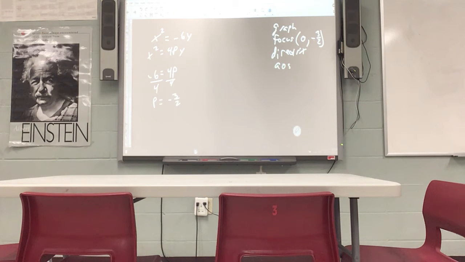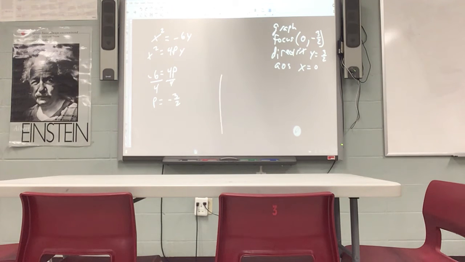What does it say the directrix is supposed to be? Negative p. But is it x or y equals? Y. Y equals negative p, so what's the opposite of negative 3/2? Positive 3/2, opposite just has to deal with sign. And then my axis of symmetry is x equals 0.